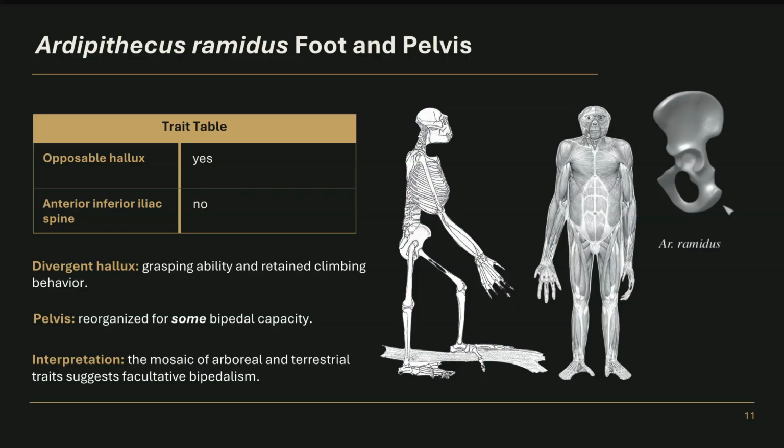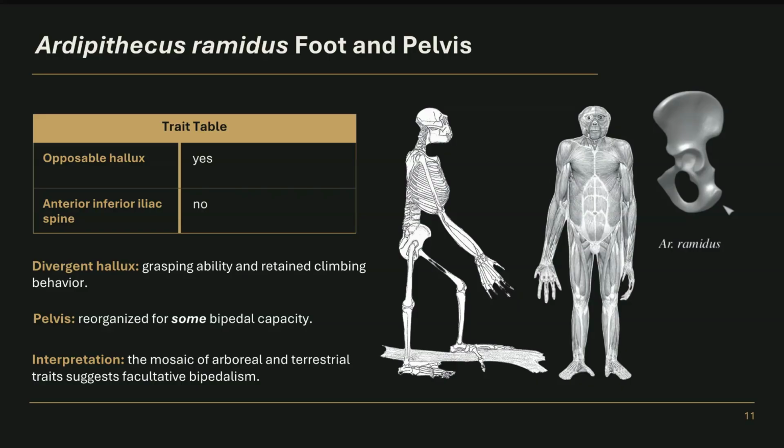Ardipithecus ramidus, foot and pelvis. The locomotor anatomy of Ardipithecus ramidus supports facultative bipedality with retained arboreal competence. Lovejoy, Latimer, Suwa, Asfaw, and White, 2009, interpreted the pelvis and femur as evidence for the emergence of upright walking. The pelvis appears reorganized in ways relevant to upright posture and bipedal movement. These traits indicate that Ardipithecus ramidus was capable of terrestrial bipedality.